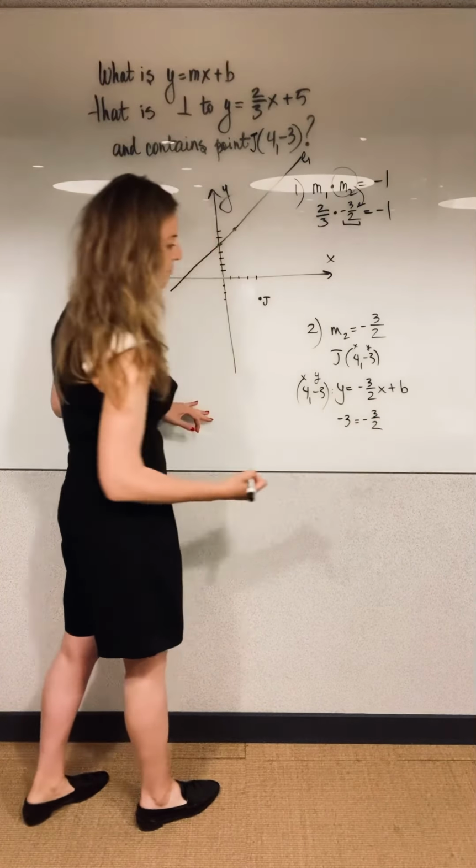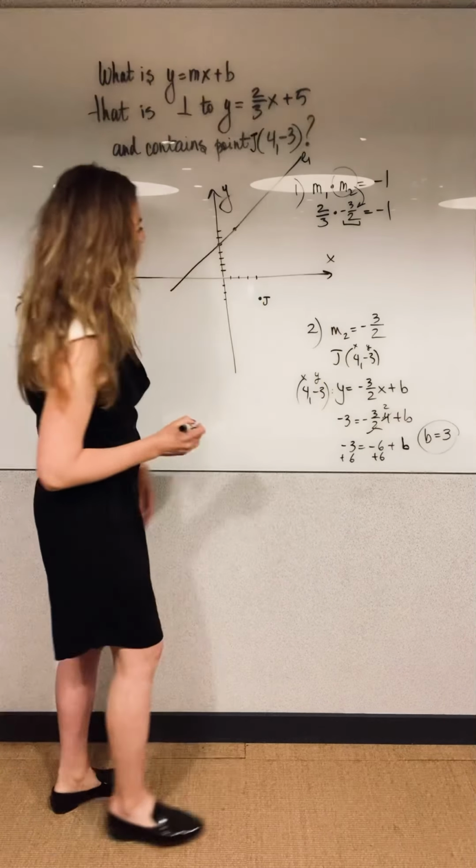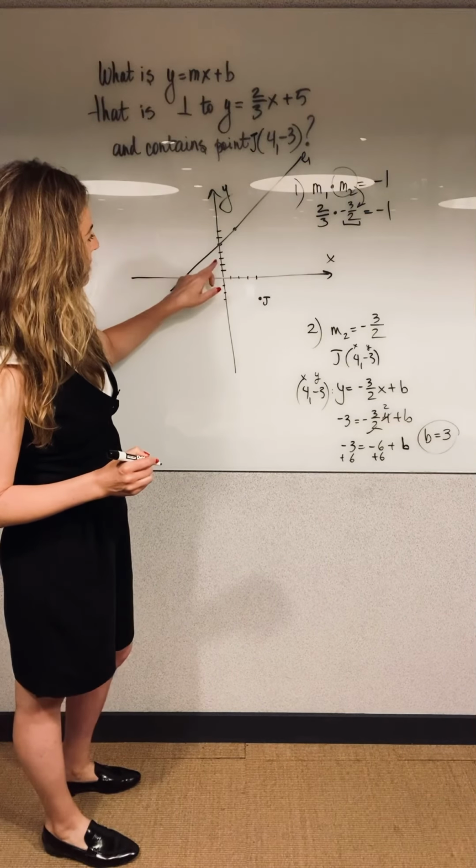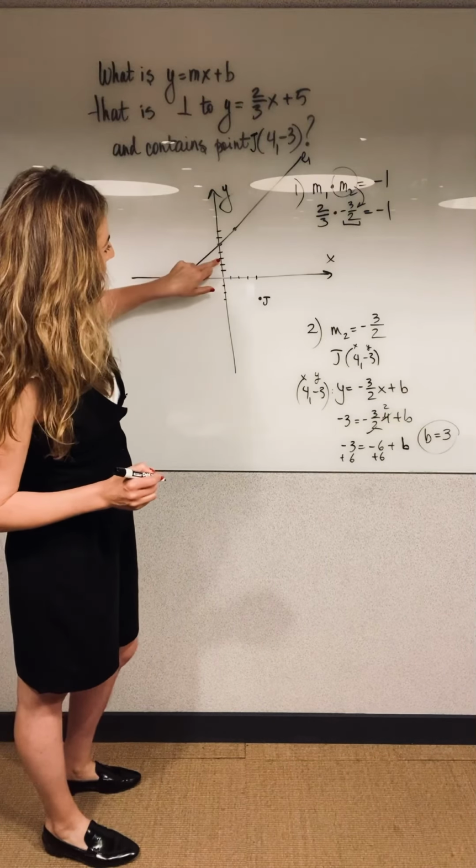So it doesn't matter. -3 equals -6 plus b. Add 6 to both sides, so b equals 3. This kind of makes sense, if that b will be here someplace. It's going to be this perfect perpendicular line.